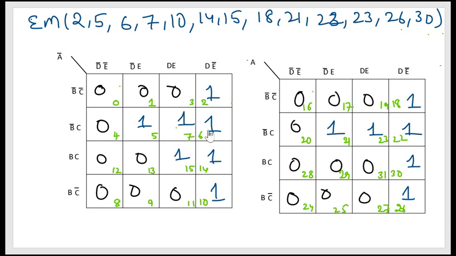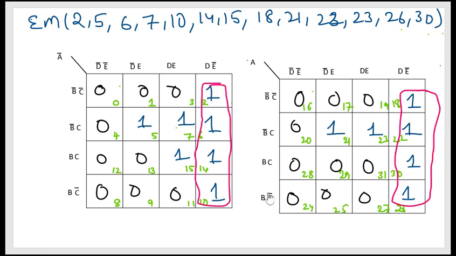Now if you look at here, these 4 ones and these 4 ones are at the identical location. That means you can form the octet. If you look at these 4 ones and these 4 ones, both are at the identical location. That means you can form an octet.